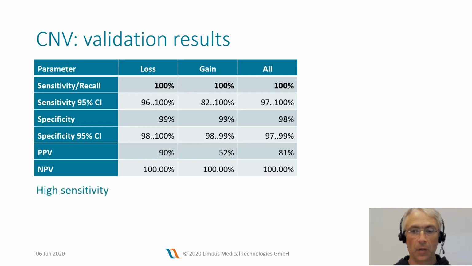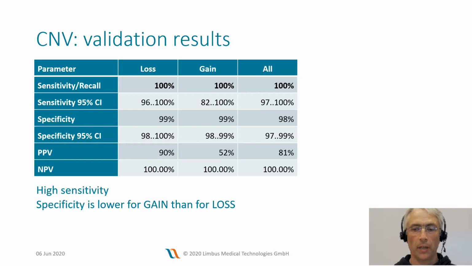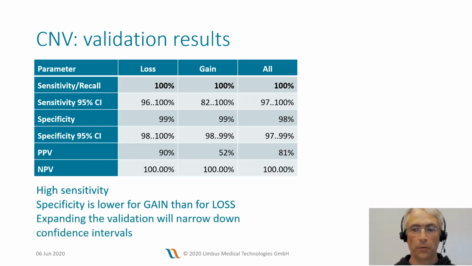As you can see, we were able to achieve 100% sensitivity in our cohort of validation samples. The 95% confidence intervals give you an idea of how sure we are to achieve these values. As expected, the analytical performance is much better for deletions than for duplications. We can add validation samples to this pool in the future, which will narrow down the confidence intervals.